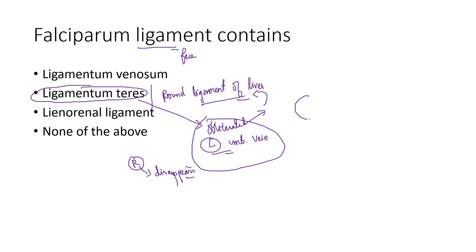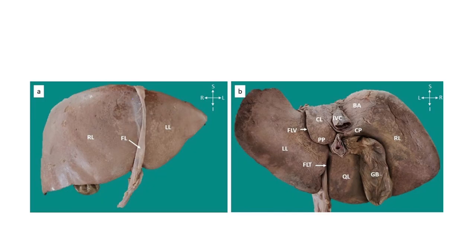As you all know, an umbilical cord has two arteries and one vein. You have the right and the left umbilical artery, but you have only the left umbilical vein, which also gets obliterated after the birth of the baby. So the answer to this question is ligamentum teres. The falciform ligament contains the ligamentum teres.